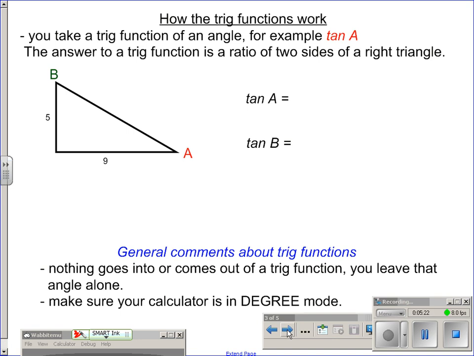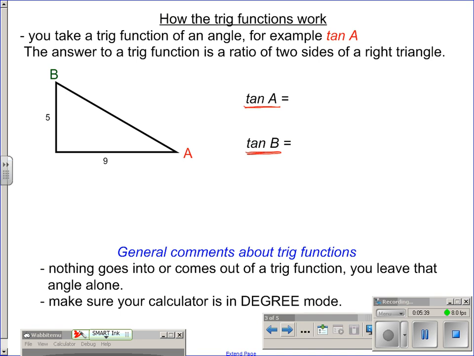So, how the trig functions work. All right, there's just a couple of fundamentals about them. You always take the trig function of an angle, meaning it's tangent of A, tangent of angle B.